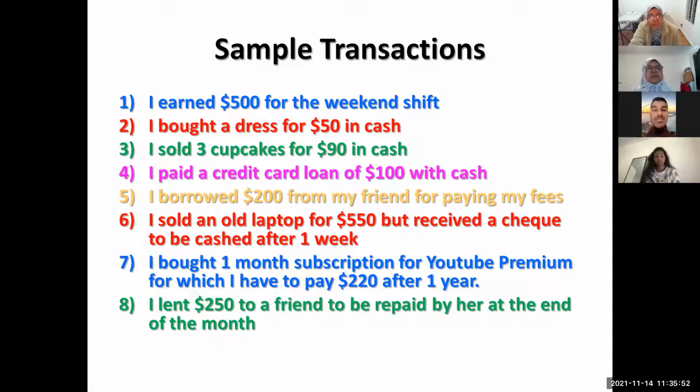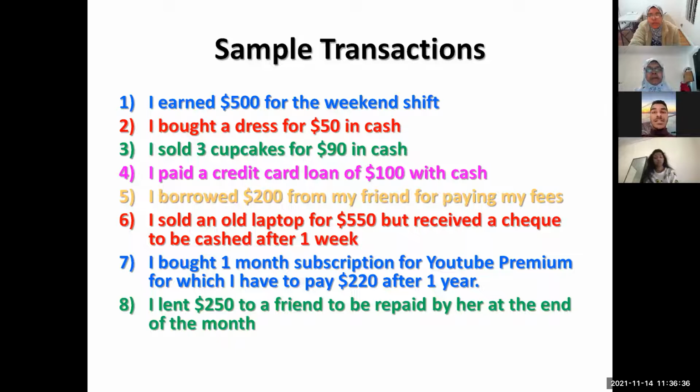Your turn. So third one is I sold 3 cupcakes for $90 in cash. So the cupcakes are sold for $90, in cash. So therefore Cash is $90 because I'm earning $90 from selling the 3 cupcakes. Therefore it's a debit. Cash is debit. Yes, you're right. And the cupcakes are the credit. Thank you very much.